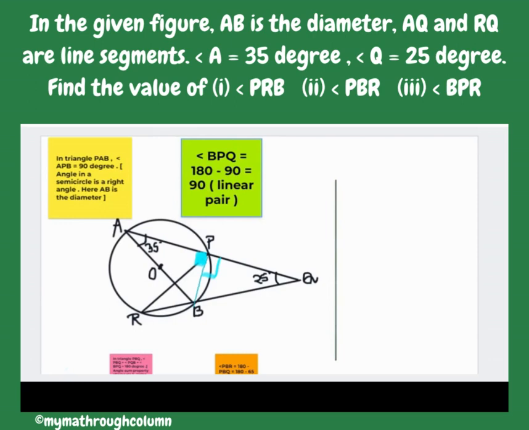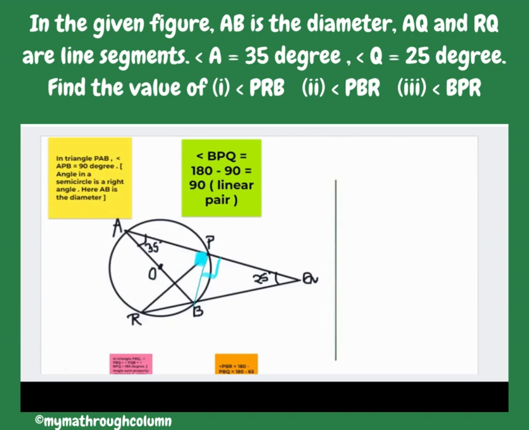Now we can check the triangle PBQ. In this triangle, we know two angles. One is angle BPQ, which is 90 degree, and the other angle PQB, which is 25. So these two angles we know. So we can definitely find out PBQ angle.